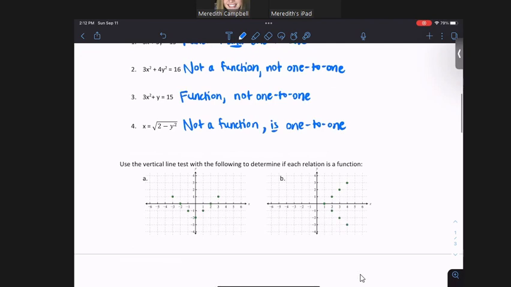Okay, we can use the vertical line test on both of these. If we draw our vertical line and move it, it just hits that 1 point, 1 point, 1 point, 1 point, all the way through. So it does pass the vertical line test, so it is a function. This one would not pass the horizontal line test though. We could do the same thing here.